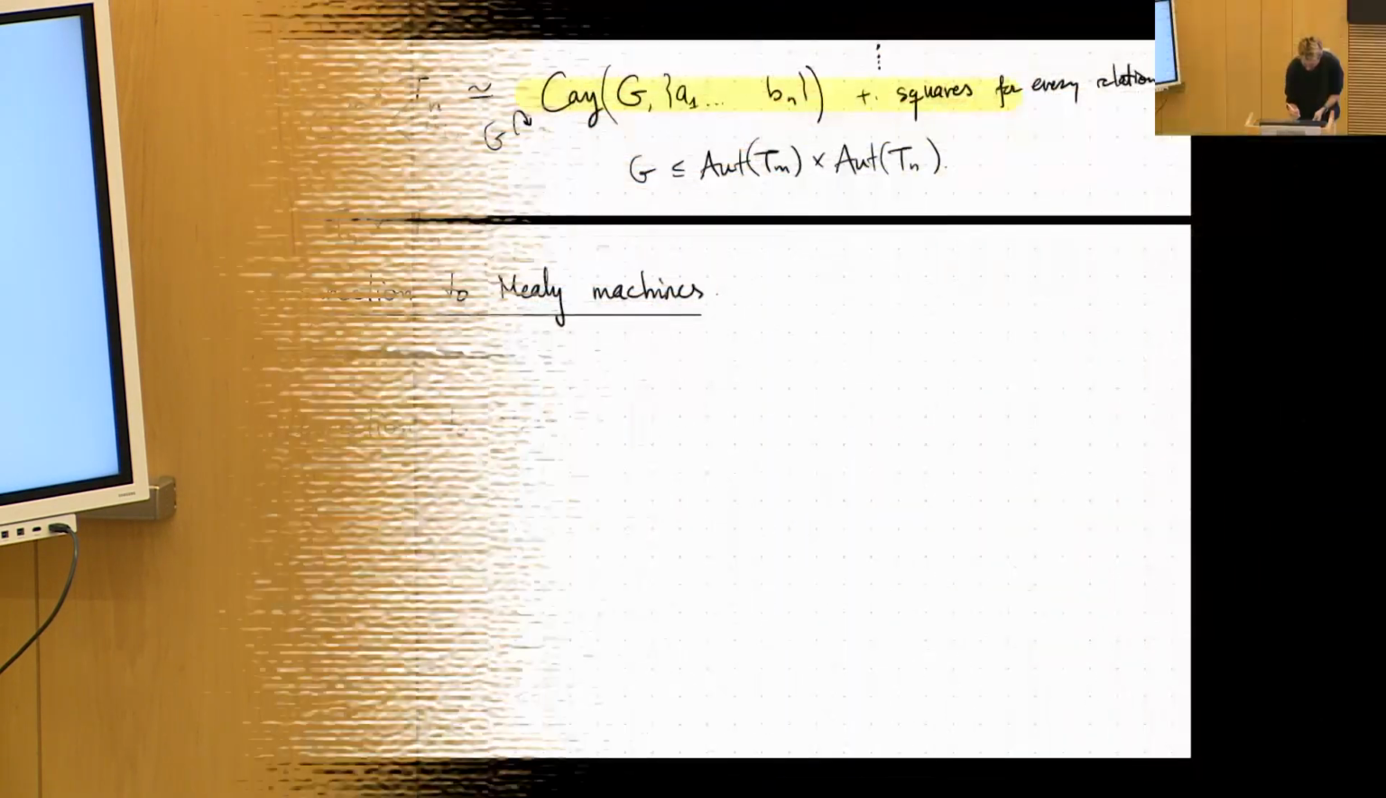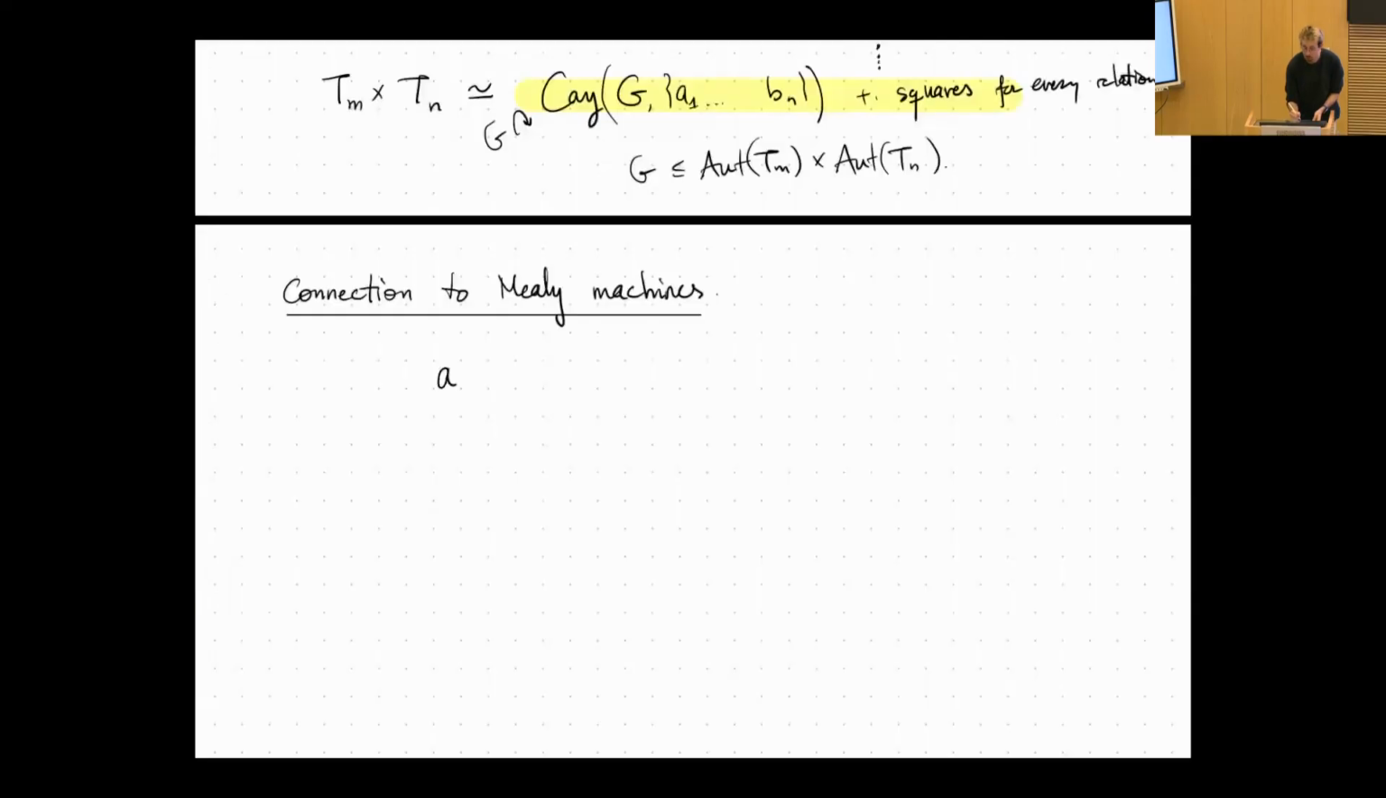Let me connect it to Mealy machines. So Mealy machines are just automata that have output. They read a letter and they output immediately a letter. Okay, and here, in fact, there are many Mealy machines hiding. But how to interpret this as a Mealy machine? So you can think of the, let's say, A's as the states of your Mealy machine, and the B_i as the alphabet of your reading, of the input, okay?